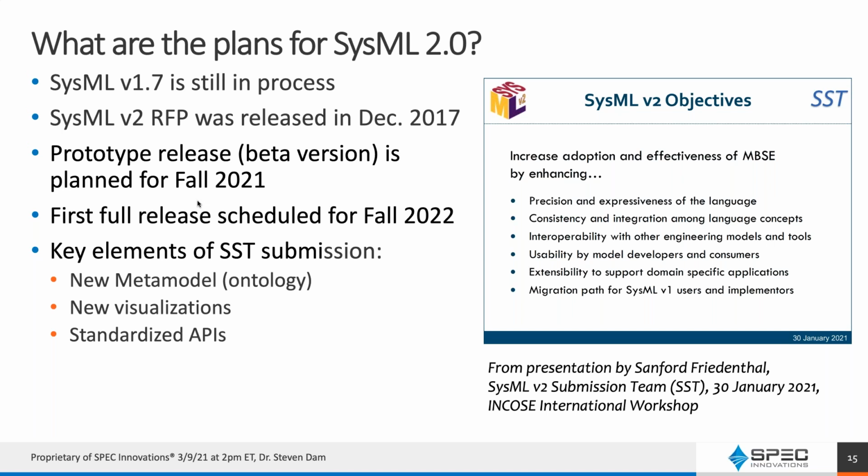The RFP was released back in December 2017 for version 2. There's a prototype release plan for the fall of 2021. I think August is what they're shooting for. The first full release apparently is not till 2022, so we've got a little while. It's not clear how quickly people will pick up the beta version, given that there might be significant changes between the beta version and the full release.